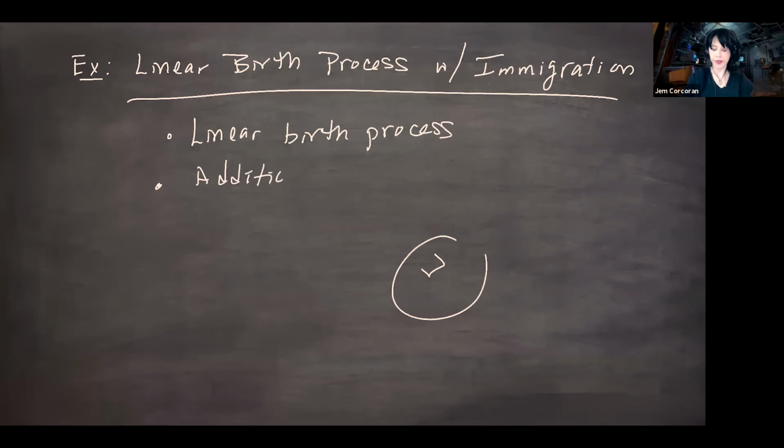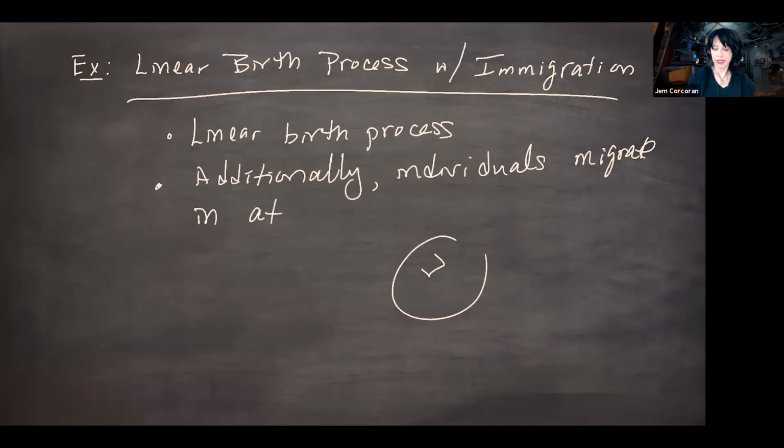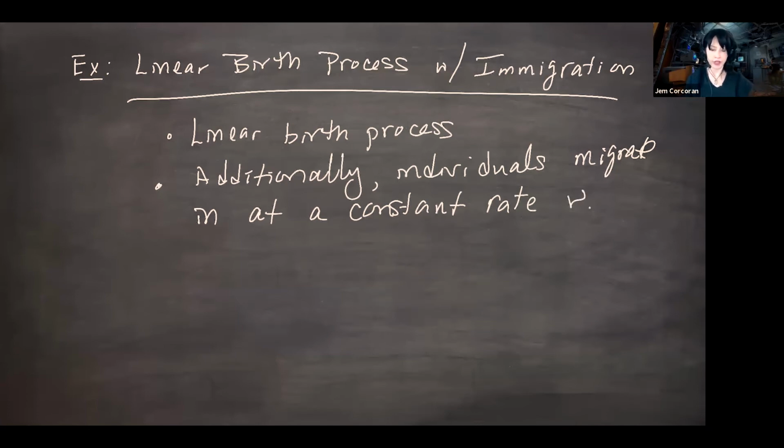Additionally, individuals migrate in at a constant rate nu. So you can make this much more interesting by having the rate somehow depend on the current population size. Like people are like, there's way too many people, I'm not going there, kind of thing. A constant rate nu. But in this case, the rate of immigration is not depending on the current population size. So first of all, I should tell you exactly what is meant when people write something like this.